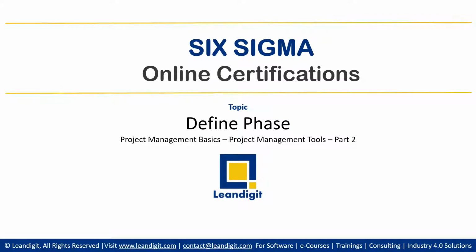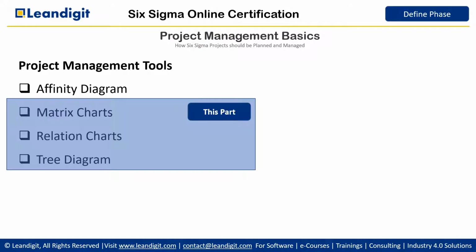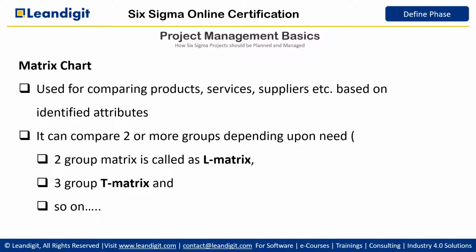To Six Sigma Online Certifications, we are on the topic Define Phase, Project Management Basics, Project Management Tools, Part 2. In this video, we'll discuss matrix charts, relation charts, and tree diagram, while we discussed affinity diagram in the previous part of this video.